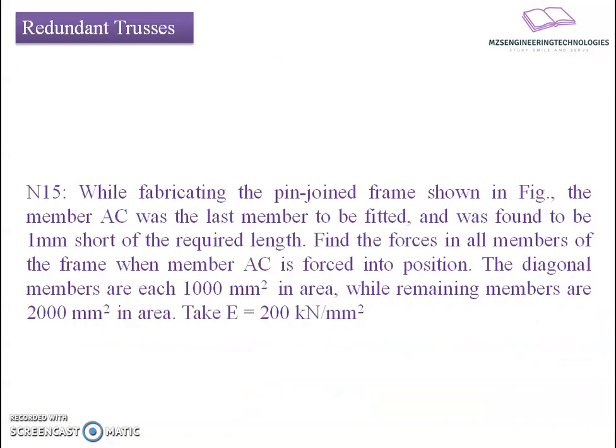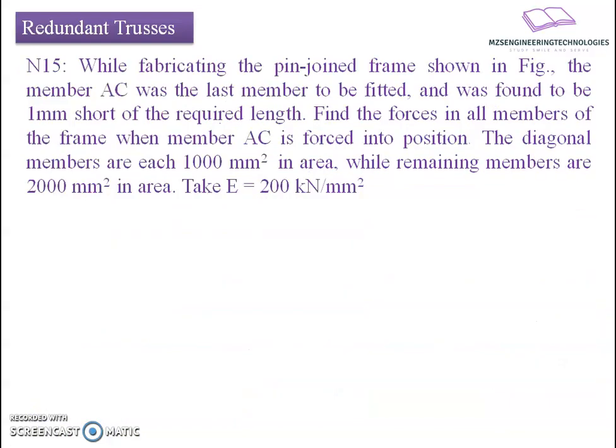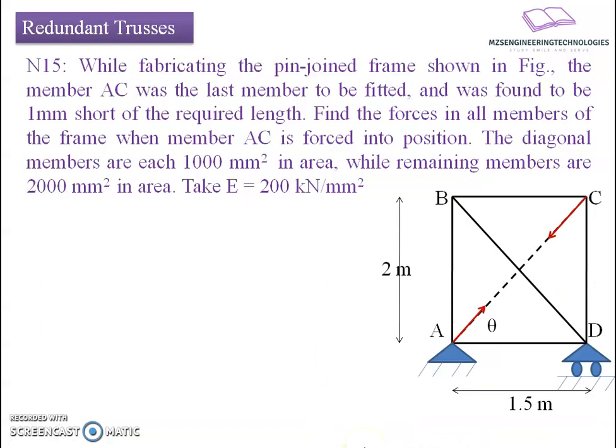For that, we'll analyze numerical number 15, which has the statement: while fabricating the pin joint frame shown in figure, the member AC was the last member to be fitted and was found to be 1 mm short of the required length. Find the force in all members of the frame when member AC is forced into position. The diagonal members are each 1000 mm square in area, while the remaining members are 2000 mm square in area. Take E equal to 2000 kilonewton per mm square.